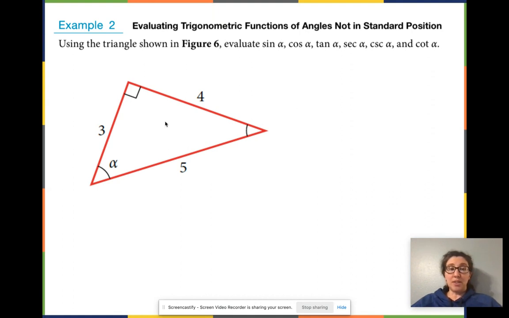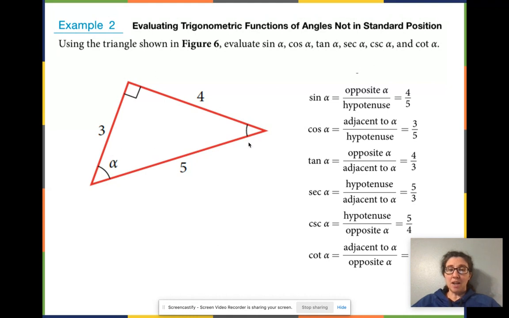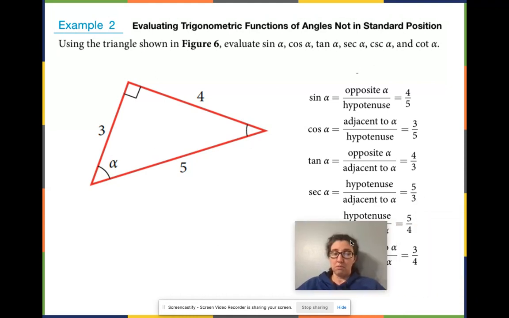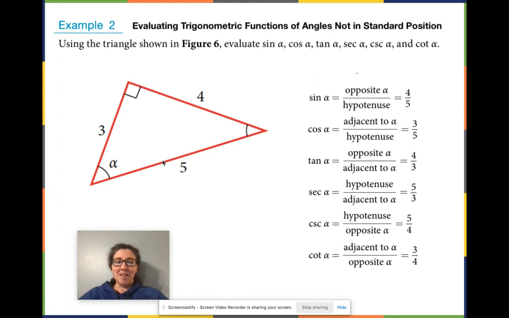All right, so what if we have this triangle? It's a 3, 4, 5 triangle, and here's our alpha. They want us to find sine, cosine, tangent, secant, cosecant, and cotangent of alpha. Maybe give that a try and pause the video, and then here we go. Sine of alpha is opposite over hypotenuse. Cosine is adjacent over hypotenuse. Tangent is opposite over adjacent.